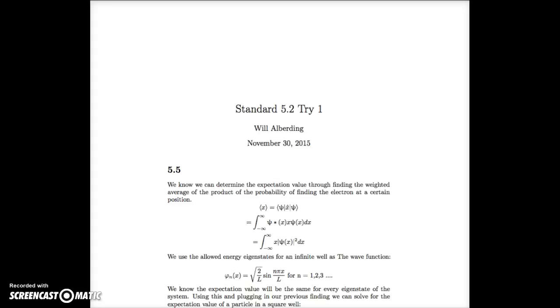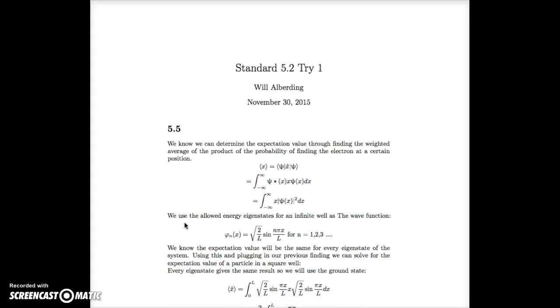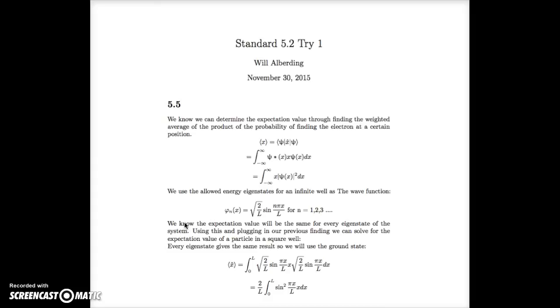We know we can determine the expectation value by finding the weighted average of the product of the probability of finding the electron at a certain position in the well. This can be done through the following math here. We use the allowed energy eigenstates for an infinite well as well as the wave function to find this. We know the expectation value will be the same for every eigenstate of the system.